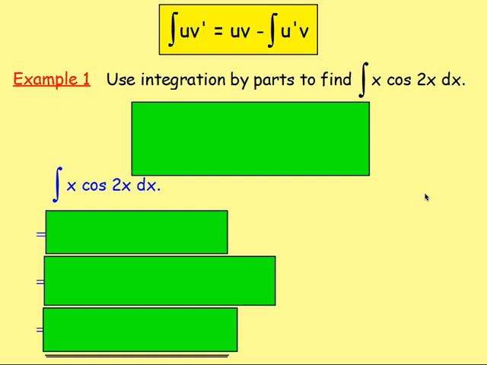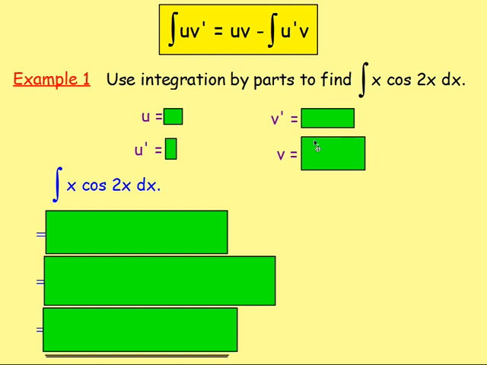Example 1, use integration by parts to find the integral of x cos 2x dx. So we are using integration by parts, so we need to find one function that's easy to differentiate and another that's easy to integrate. What's the easiest one here to differentiate? Perfect, it will be x. So you would let u equal x. Look for one that's easy to integrate as well. Well, if x is the one that we're differentiating, then we would integrate cos 2x. So we would say v dash equals cos 2x.